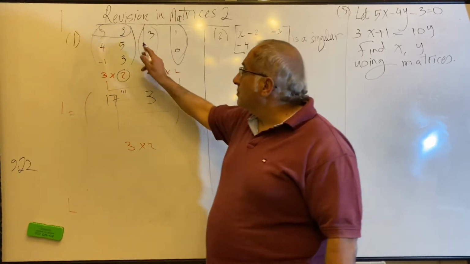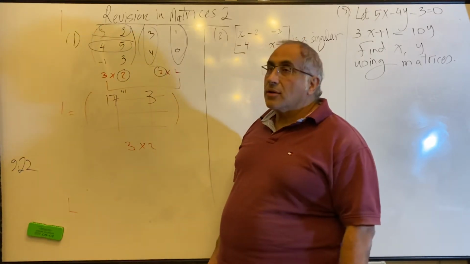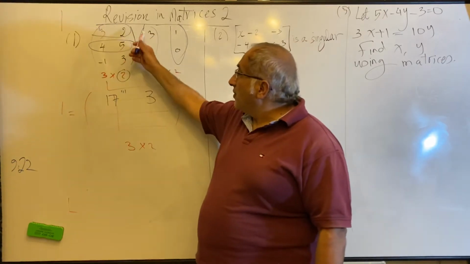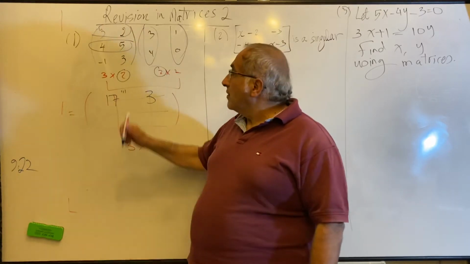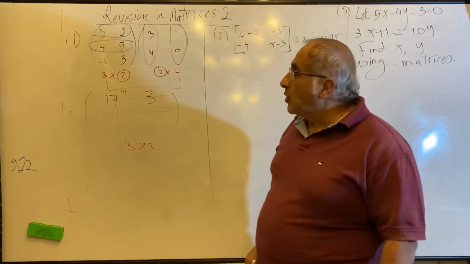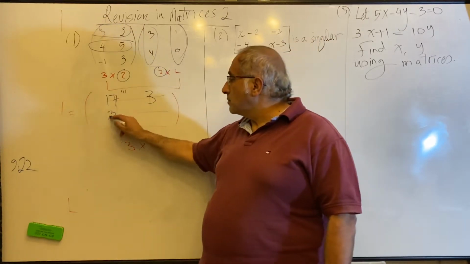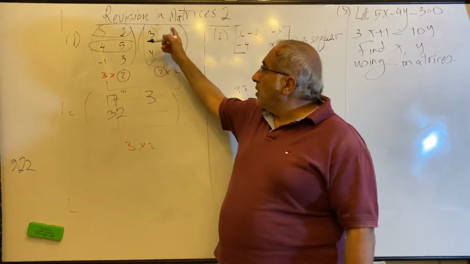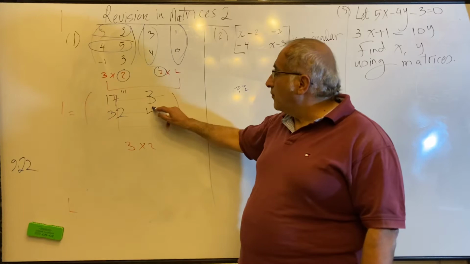Let's go to the second row. We multiply each one by the corresponding column. 4 times 3 is 12. 5 times 4 is 20. 20 and 12, 32. Then we multiply by that one. 4 times 1 is 4. 5 times 0, 0. 4 plus 0, 4.